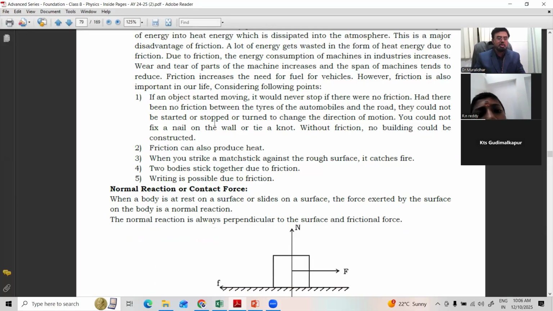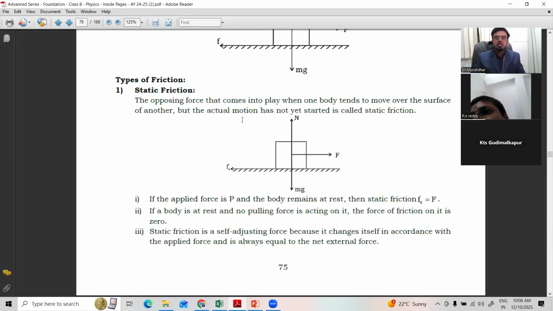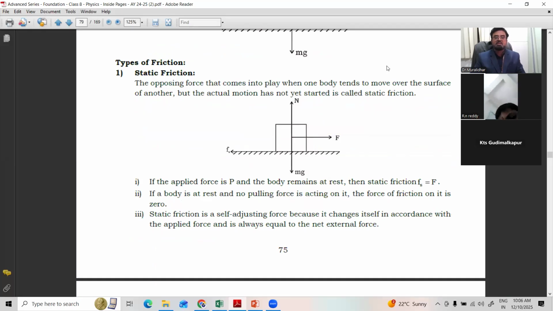So those are some important factors influencing the friction, right? Now we'll come to types of friction. We are saying that it is nature's force. We cannot see that.